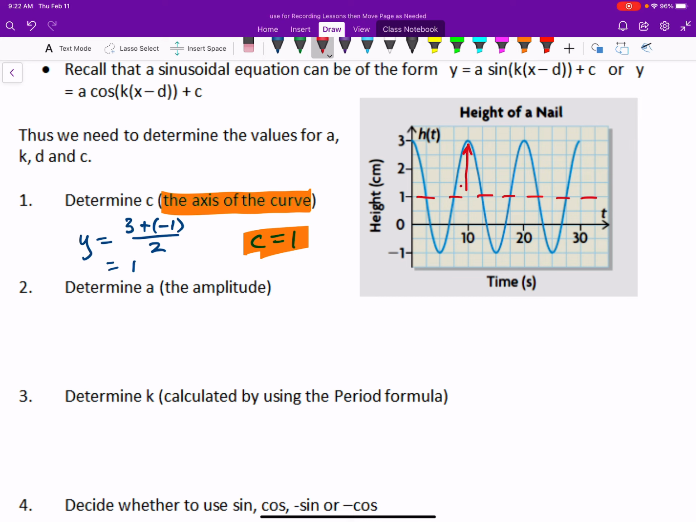Amplitude is the distance between the max and the axis, or between the min and the axis, or I could use the formula A equals the max minus the min, divided by 2. So that would be 3 plus 1, which is 4 over 2, or 2. So that's another way of getting the exact same thing.